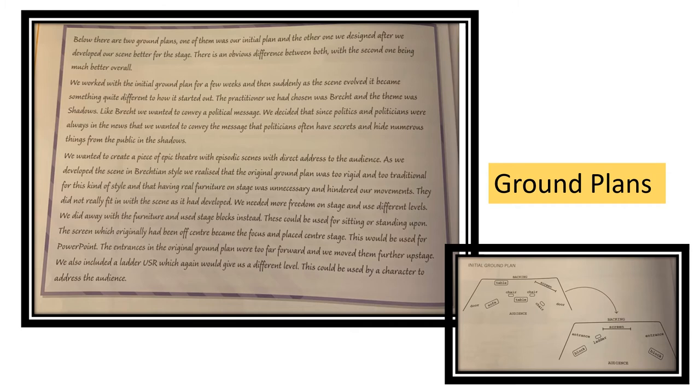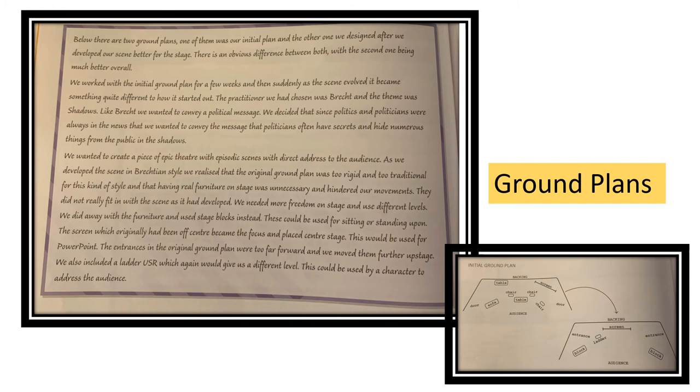We worked with the initial ground plan for a few weeks and then suddenly, as the scene evolved, it became something quite different to how it started out. The practitioner we had chosen was Brecht and the theme was shadows. Like Brecht, we wanted to convey a political message. We decided that since politics and politicians were always in the news, we wanted to convey the message that politicians have secrets and hide numerous things from the public in the shadows. We wanted to create a piece of theatre with episodic scenes and direct address to the audience.